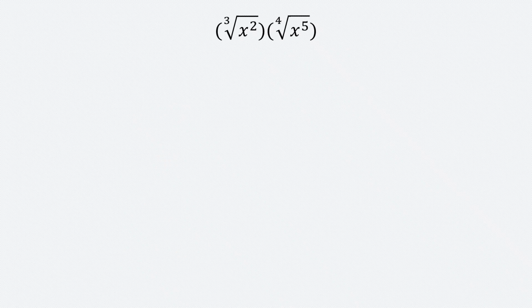So we have the cube root of x squared times the fourth root of x to the power 5. So I'll apply this rule that says I can write a root as a fractional exponent. So the nth root of a to the power m equals a to the power m over n. So I have x to the power 2 over 3 applying this rule times x to the power 5 over 4.